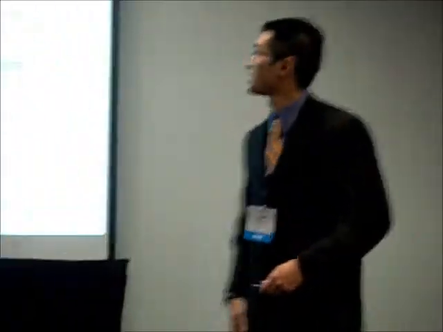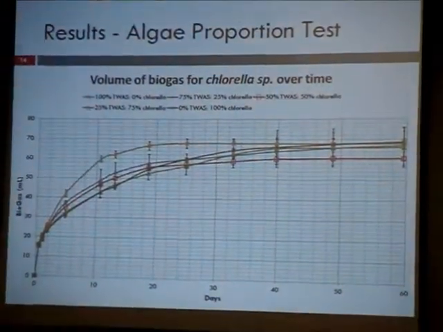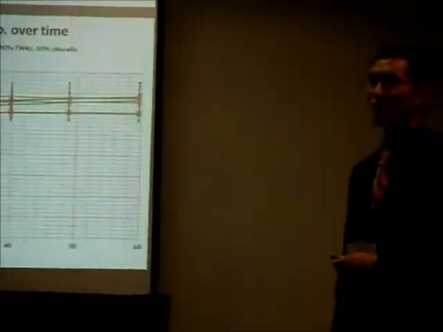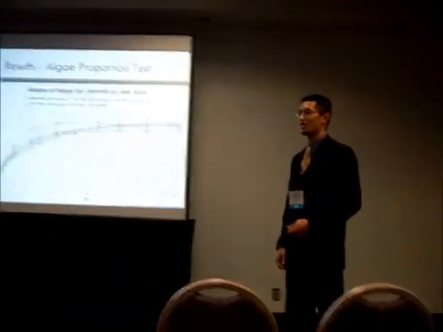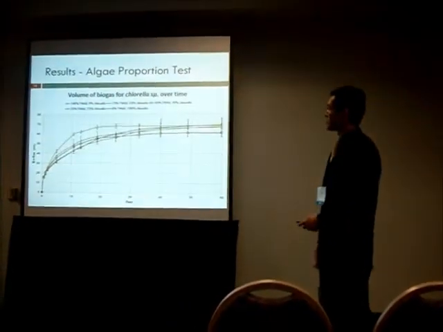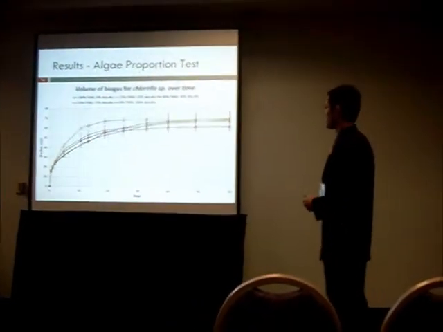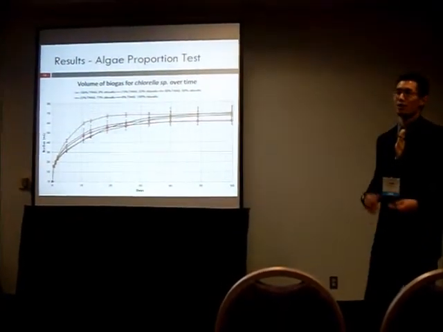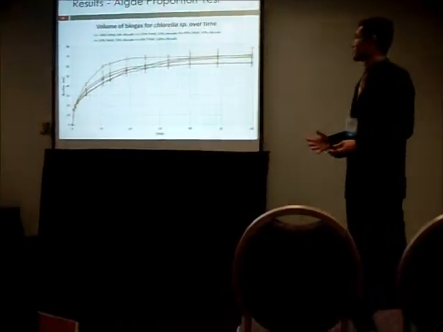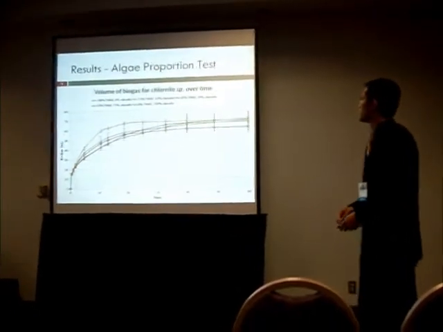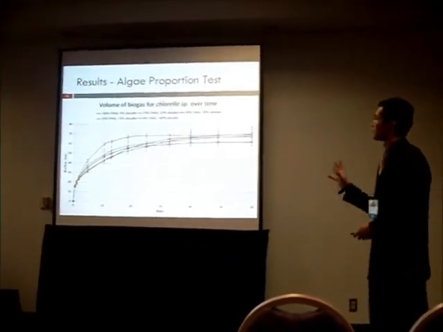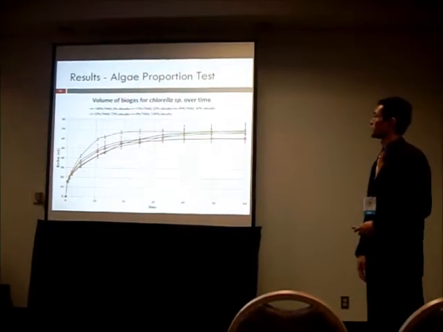All right, now I'm going to talk about my results. The first test we ran was the algae proportion test. This chart shows you the volume of biogas produced over the 60-day digestion period. Each line represents a different proportion of sludge and algae. And if you look at the yellow line, this top one, 100% sludge and 0% algae, you see it comes out to the fastest start, but then by about the end of the digestion period, you see all of them end up being pretty close in terms of their biogas production. And once you factor in the standard deviation, they're all really similar in terms of gas production.